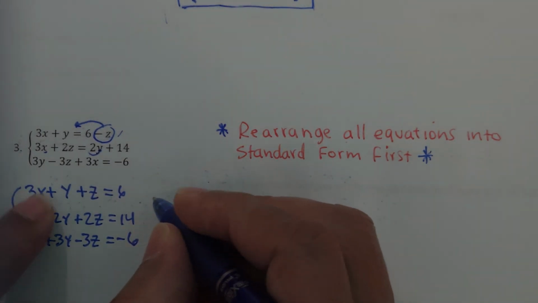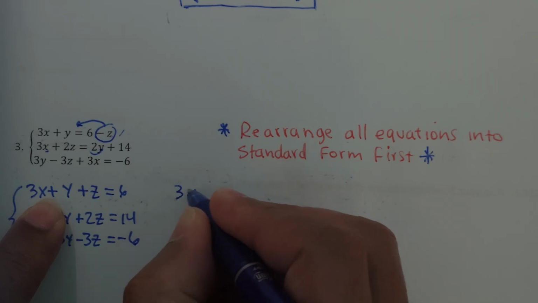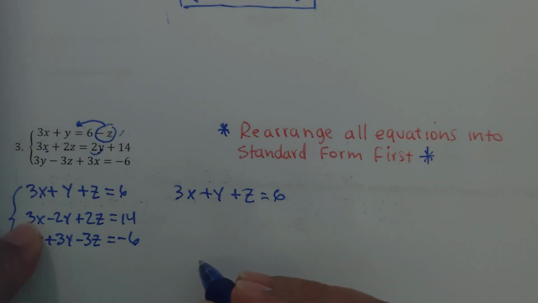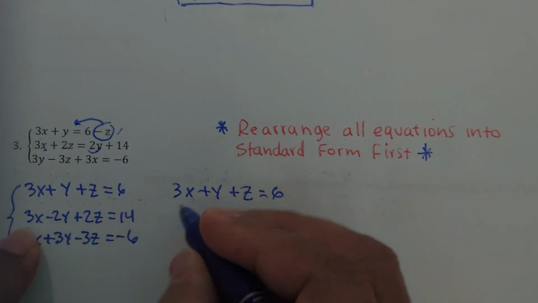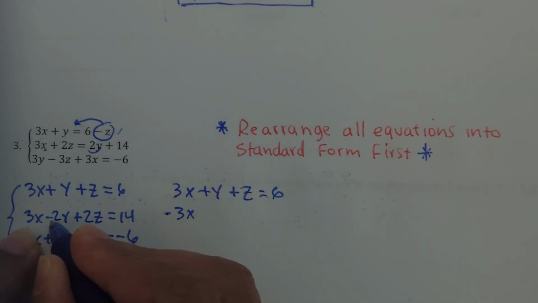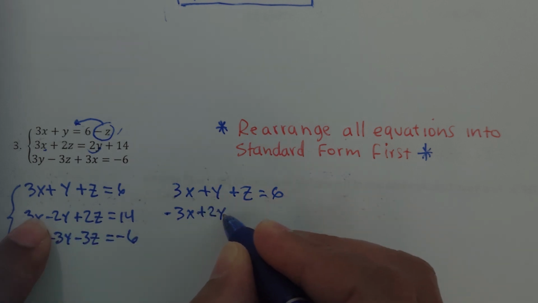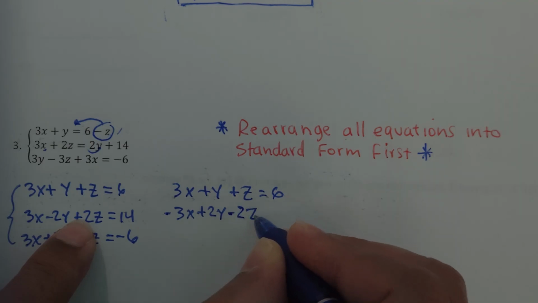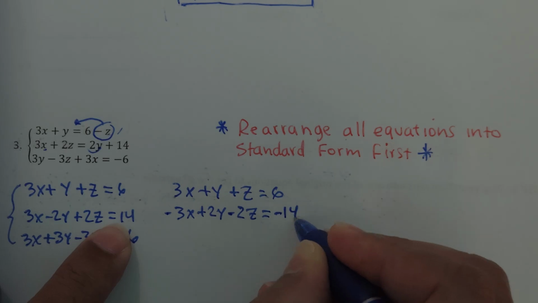So I am going to take the first equation and the second equation. I'm going to copy the first equation: 3x plus y plus z equals 6. And then multiply the second equation by a negative 1. Since it's positive, 3x becomes negative 3x. The y's are negative, so we multiply negative 2y times negative 1, which makes it positive 2y. And multiply the z's by negative 1, so that changes to negative 2z equals 14, multiplied by negative 1 becomes negative 14.